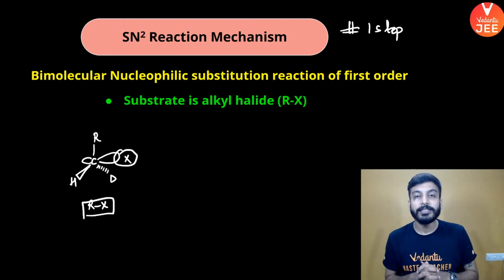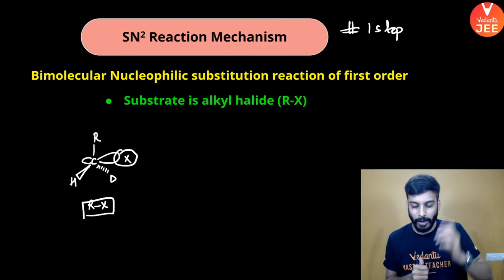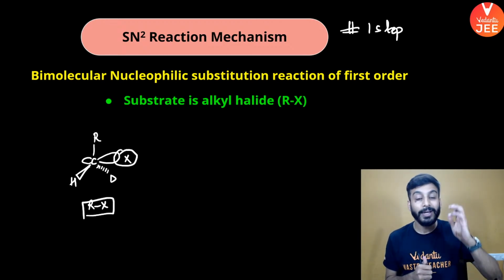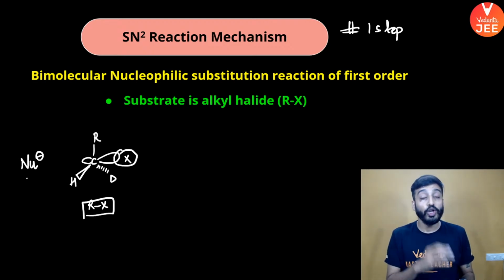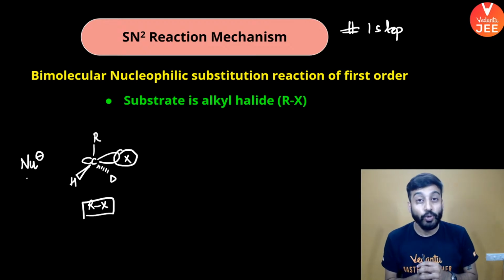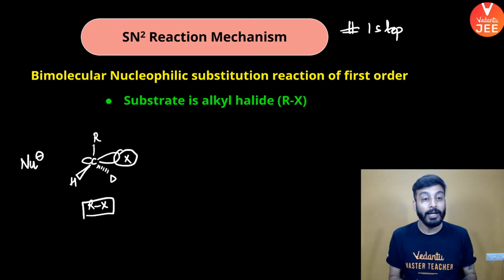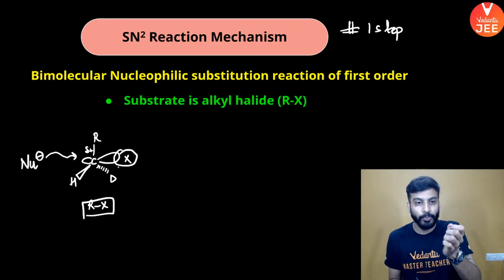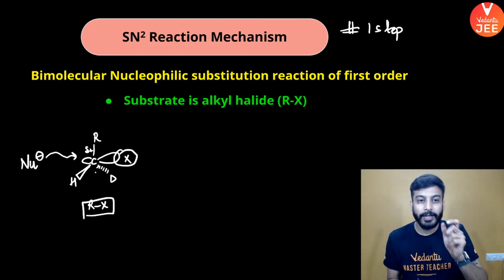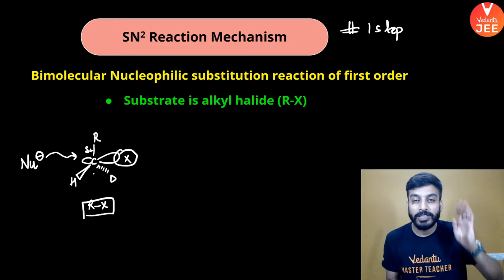So I am taking my substrate as alkyl halide. Point number 1, what I have taken? I have taken the alkyl halide here. Now what happens? Nucleophile will come and it will attack this particular carbon. There is a partial positive charge because of this alkyl halide. This halogen is inducing some polarity on the carbon. Carbon is having a partial positive charge on it.